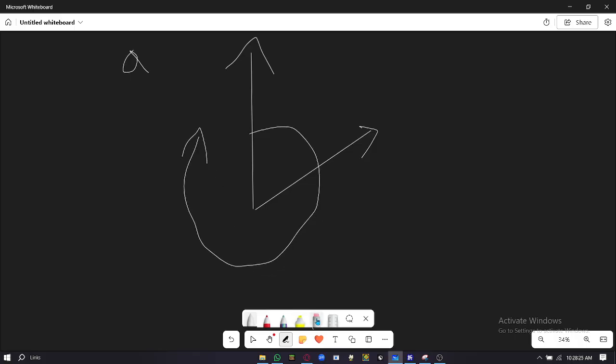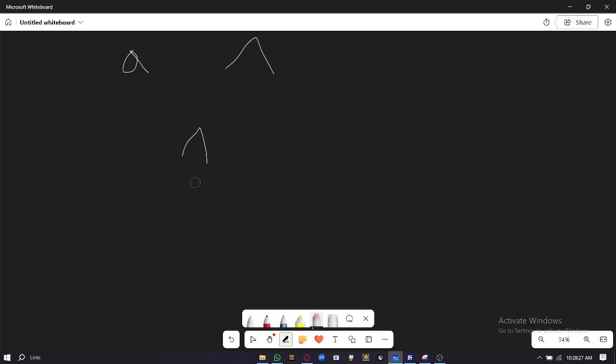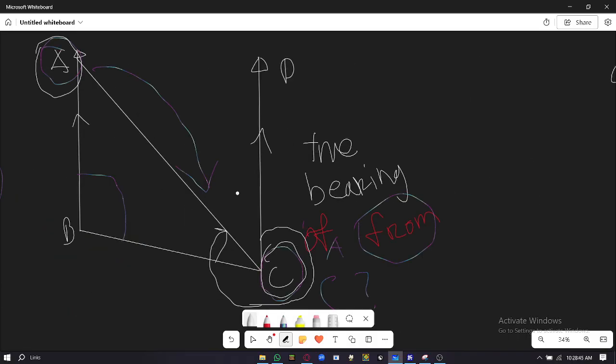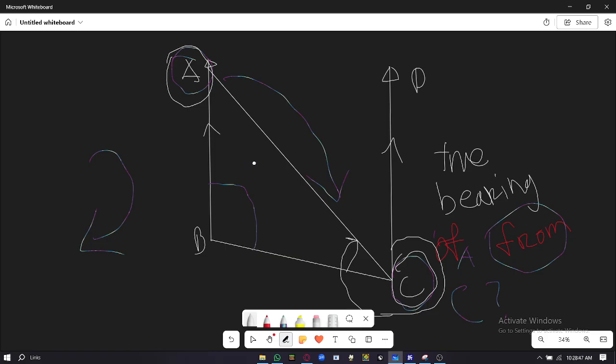When it reaches that way, you notice that it will touch this A line, going like so. See how it just touches it? This right here is our bearing of A from C. Going back to our U shape, that's literally what happened here.